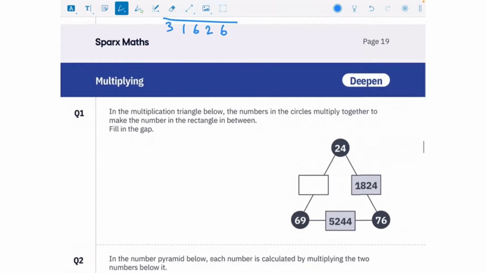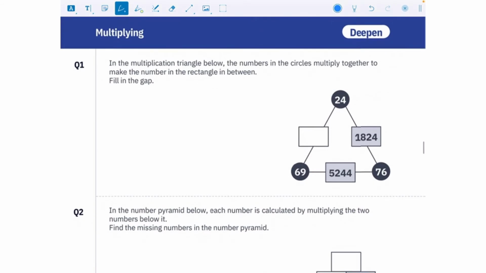So the most difficult multiplying questions now. In the multiplication triangle below, the numbers in the circles multiply together to make the number in the rectangle in between. So this number here is by doing 24 times 76. It's the number at the top times the number at the bottom of that side. This one here is from doing 69 times 76.